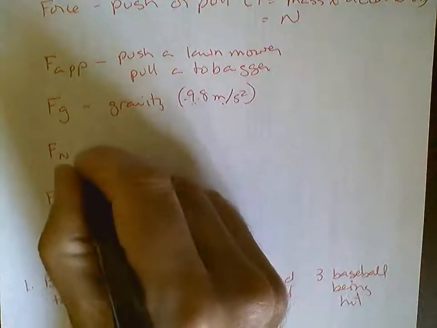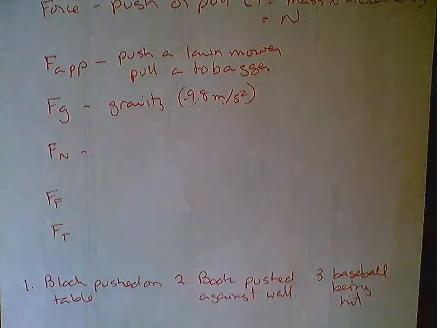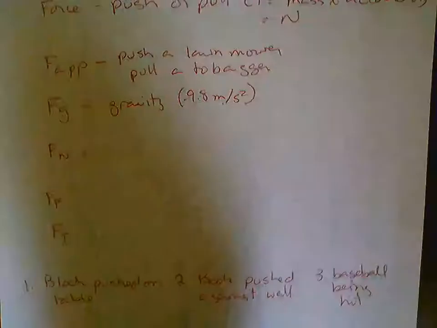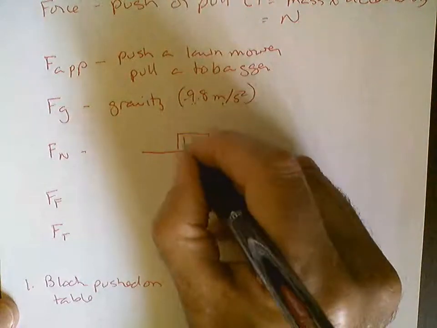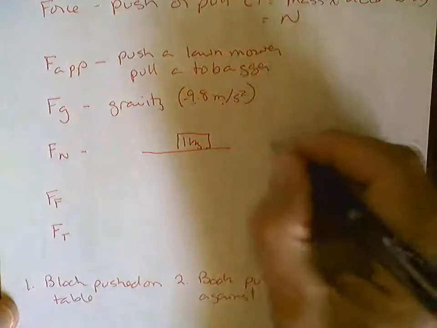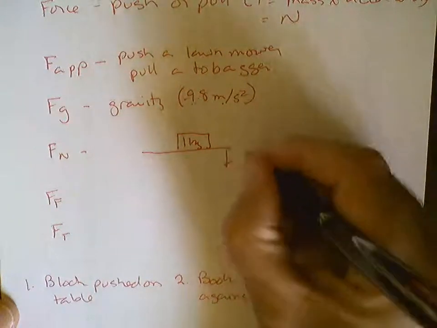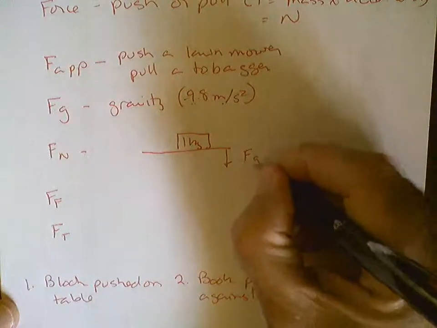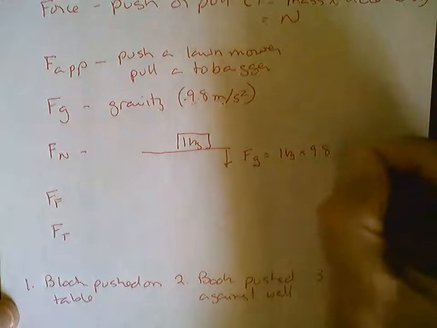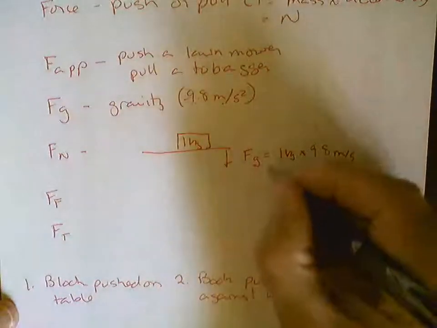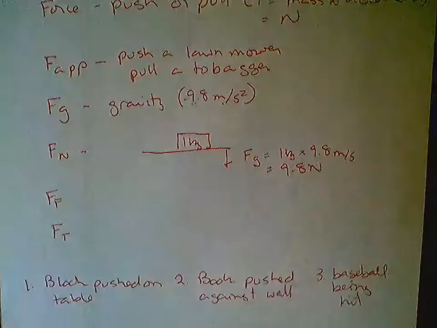One that's harder to understand is a normal force. So I need you to try and wrap your head around this to understand what a normal force is, because we're going to be using this quite a bit in this unit. If we have a brick, and that brick weighs 1 kilogram, it's being pulled down by a force of gravity onto that tabletop. Force of gravity equals that 1 kilogram, or that mass, times that acceleration of 9.8 meters per second squared equals 9.8 newtons.